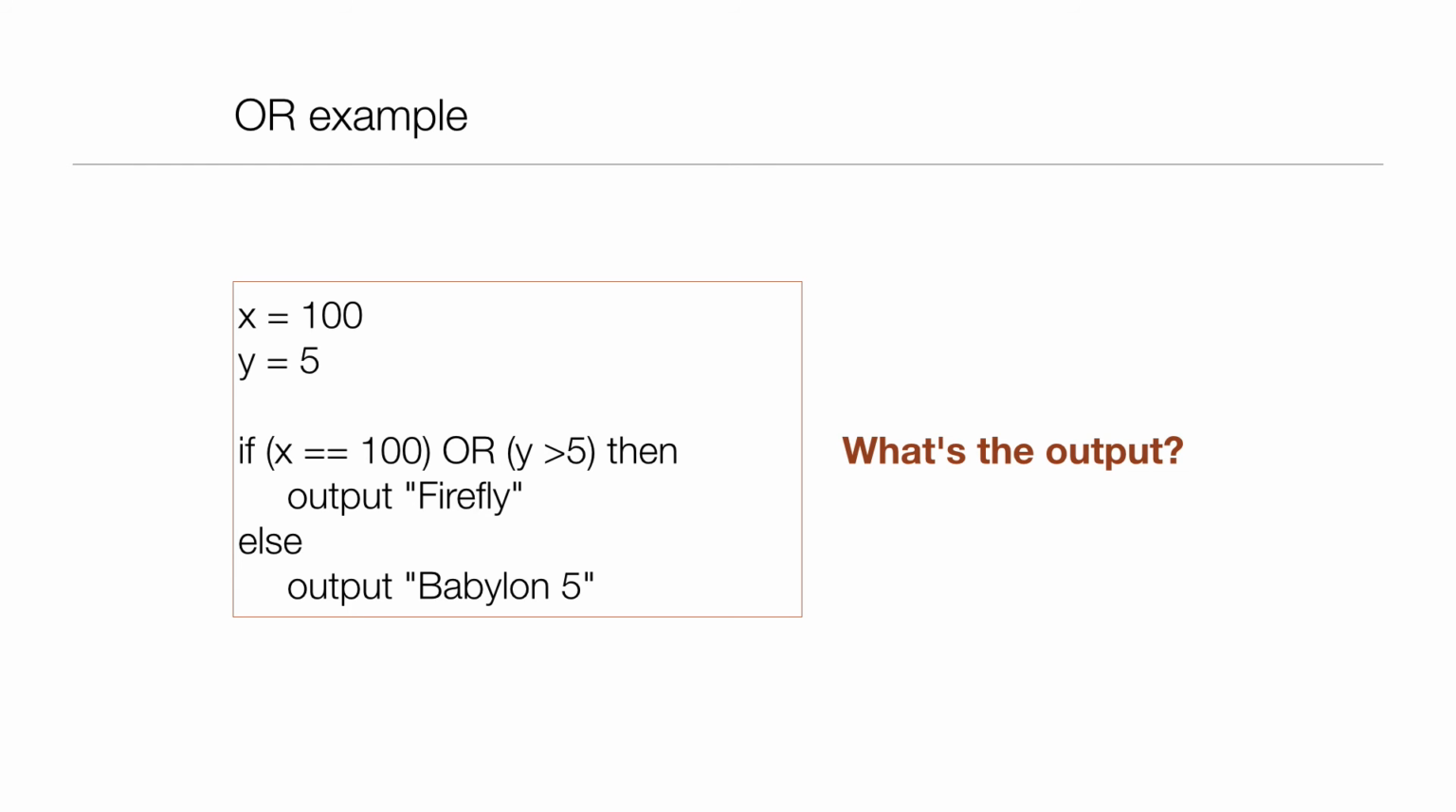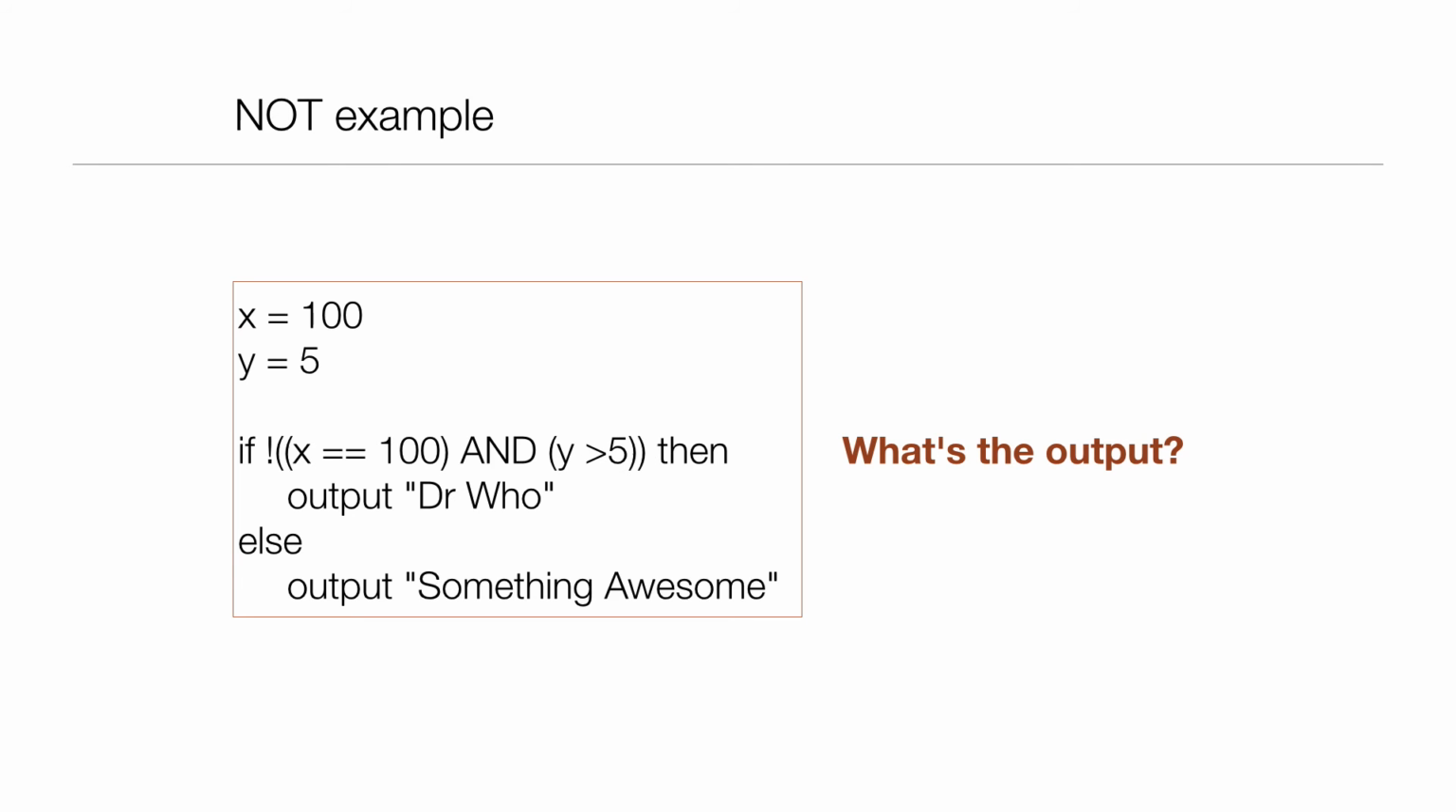If x equals 100 or y is greater than 5, so the same as before, except it's an OR instead of AND. So in this case, we've got x equals 100, which is true, or y is greater than 5. Now y is not greater than 5, that's false, but we've got true or false. Therefore, the whole condition is true, so this will actually output Firefly.